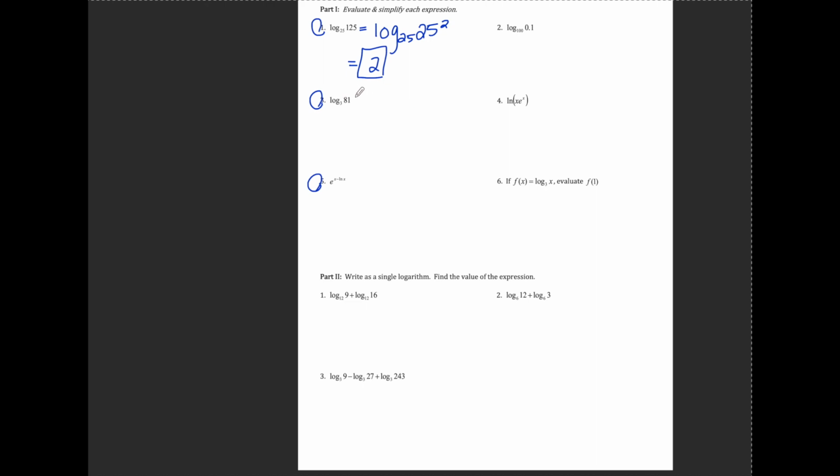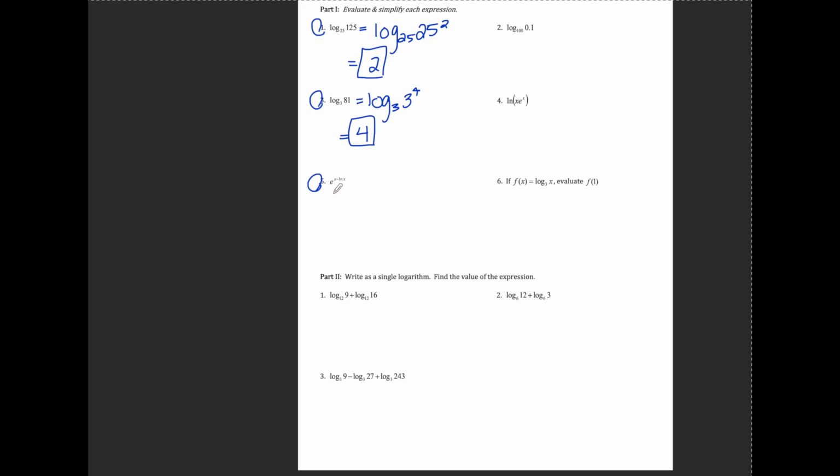For number 3, same idea. I can rewrite 81 so that it has the same base as the log. I know that 81 is equal to 3 to the 4th. So now, using my log laws, if I have log of a base and what I'm taking the log of match, they cancel each other out, and I'm left with 4.